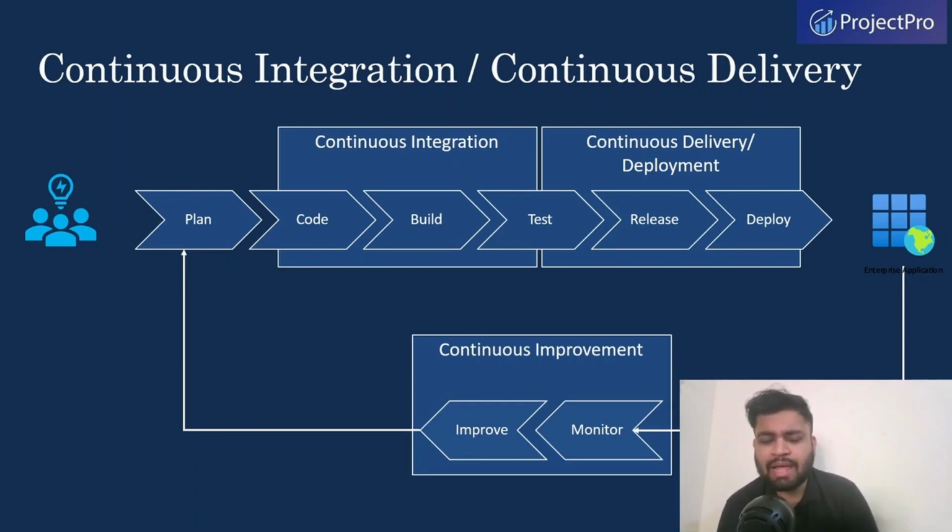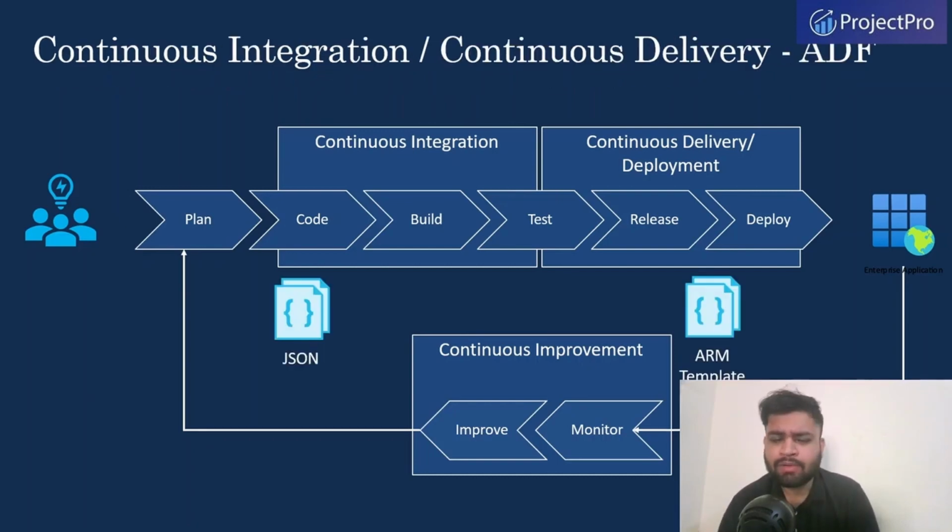But you will ask where this code actually comes into the picture if we talk about Azure Data Factory, because we are just dragging and dropping objects in our Azure Data Factory studio. To relate it, every Azure Data Factory object can be represented as a JSON document. So that will be our code for continuous integration.